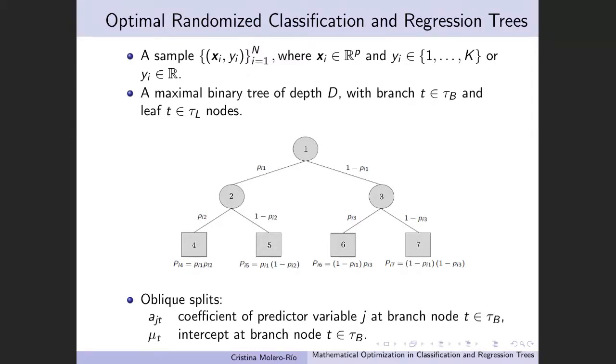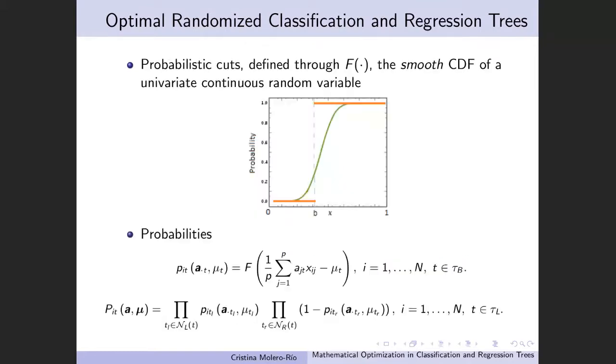In our model, we allow for oblique splits. That is, more than one predictor variable could take part in the splitting rule. So we need to define decision variable a_jt, which is the coefficient of predictor variable j at branch node t, and mu_t, the intercept of the oblique cut. As I've said, as opposed to the deterministic approach, represented in this image by the orange line, the yes/no decision rules in our approach are replaced by a probabilistic cut, which is induced by the inclusion of a smooth cumulative density function of a continuous random variable. We will denote it by F.